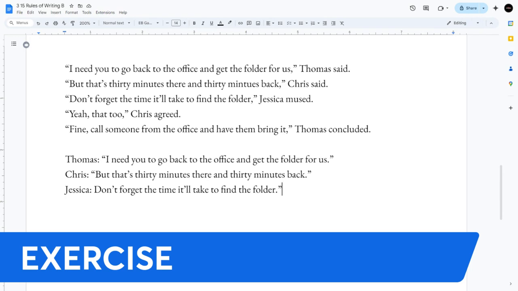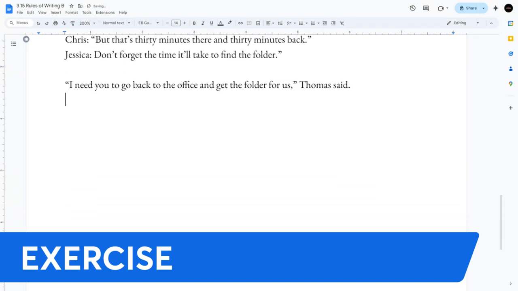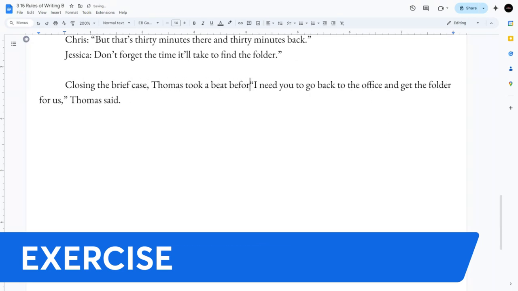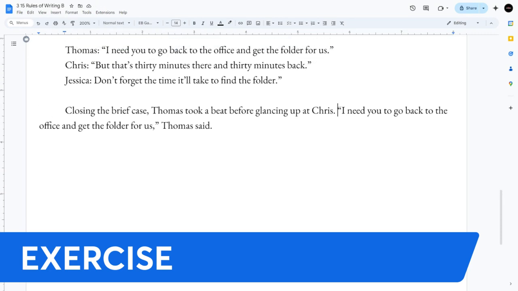Now I won't do the whole thing, but maybe in the first line, I'll do something with the Thomas character. I'll do one quick beat for this. Let's just get the dialogue out of there. I just want you to know. Closing the briefcase. Did I spell that right? Briefcase. Thomas took a beat before glancing up at Chris. I need you to go back to the office and get the folders.